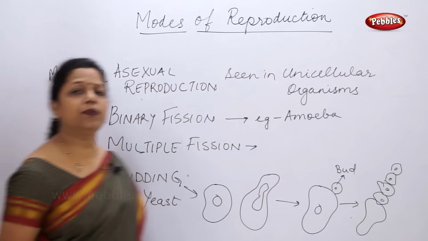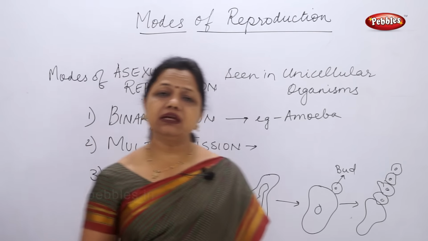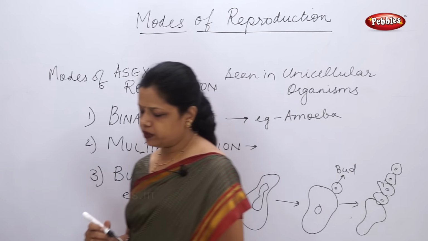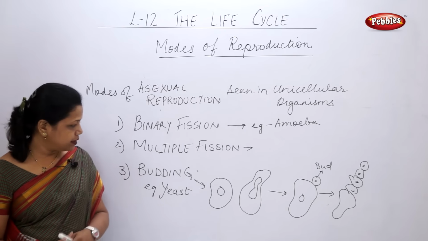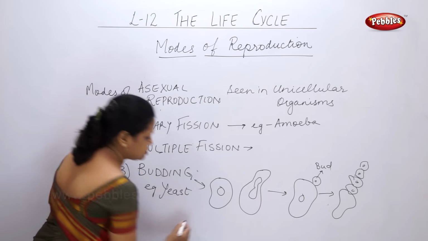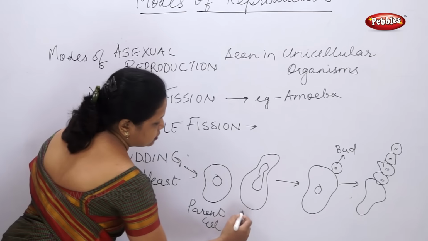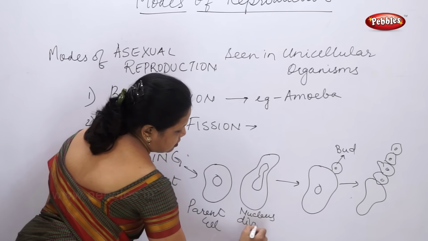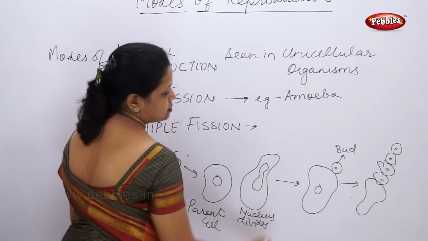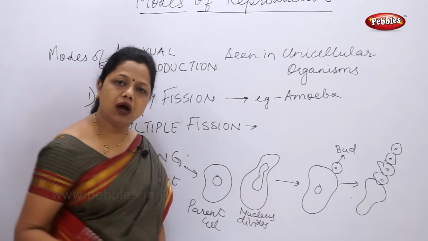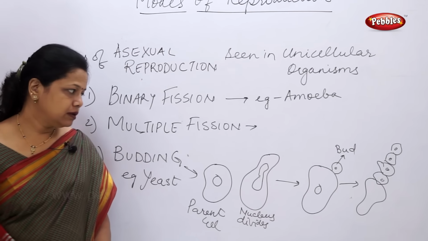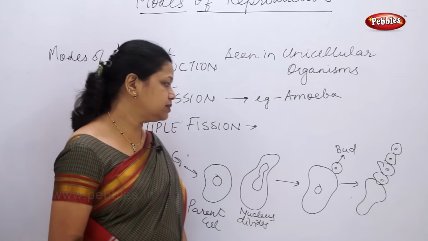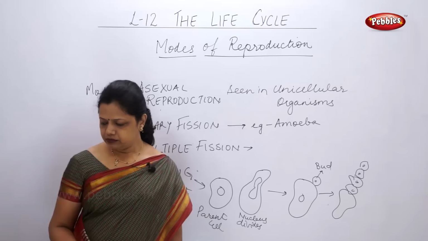And this is how budding is a process which is seen in yeast, which is one of the modes of asexual reproduction. Now what is happening in asexual reproduction? I can say this is the parent cell. Here the nucleus is dividing. When the nucleus divides, one of the nuclei enters into the outgrowth that is called as bud, and this is how the buds keep on forming, and this is called as budding process.